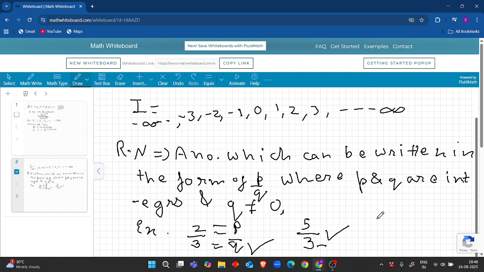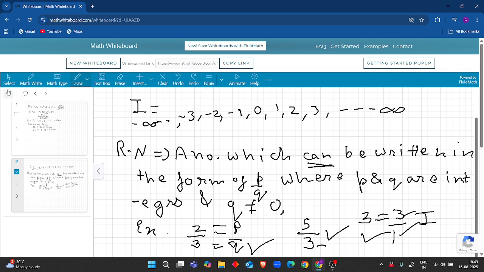And now if I ask you whether 3 is a rational number or not, go to the definition: a number which can be written in the form of p upon q. Yes, we can write 3 as 3 by 1. So 3 can be written as 3 upon 1, which is the p by q form, where p and q are integers and q is not equal to 0. That's why 3 is also a rational number.